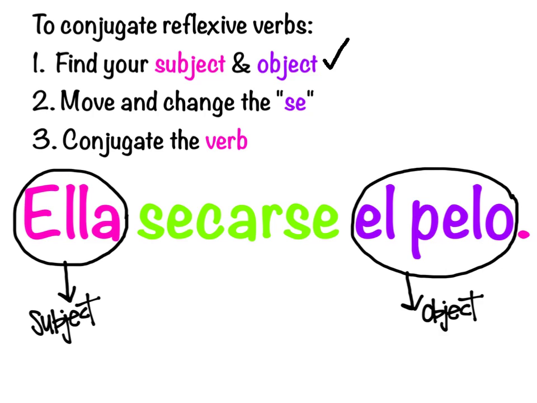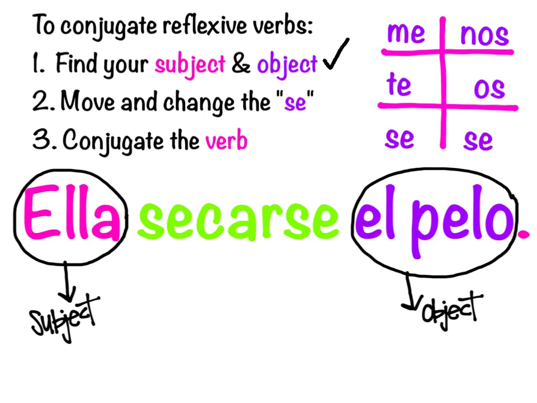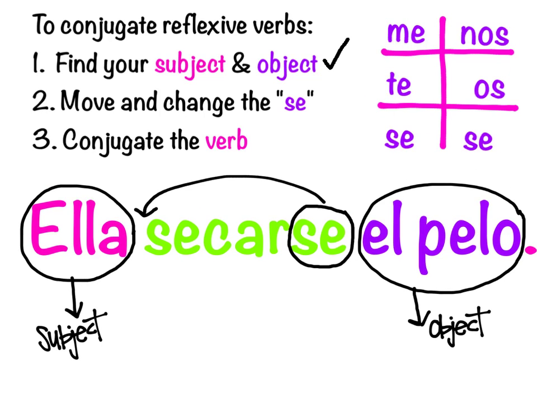Step 2 will require us to move and change the se that is attached to the end of our infinitive. And to make it a little bit easier for us to see which reflexive pronoun we want to choose, I've gone ahead and placed our pronoun chart up here at the top of the page. Since we eventually want this sentence to say that she dries herself the hair, or she dries herself, this se must agree with our object. And since our object is the hair or herself, those two words need to agree.